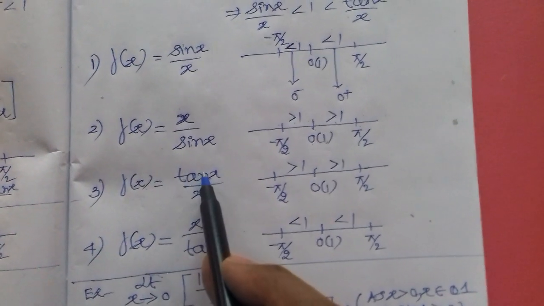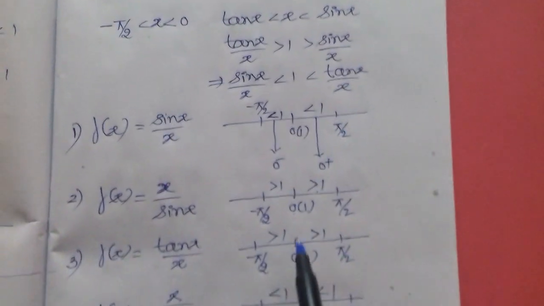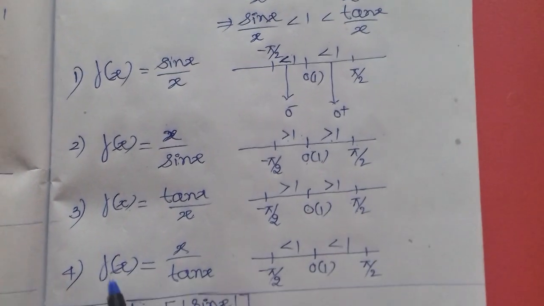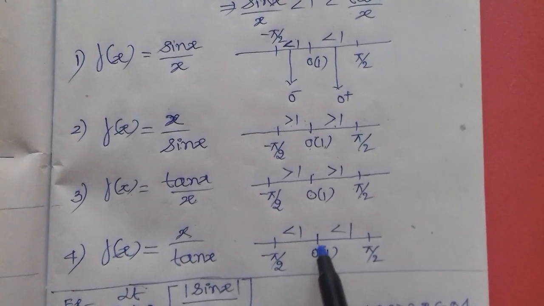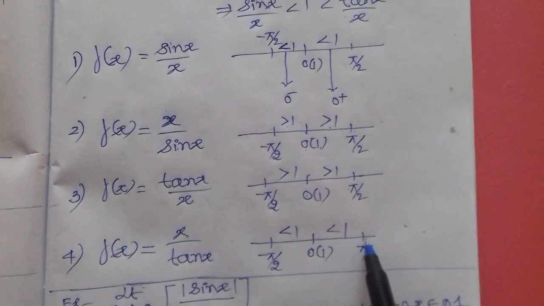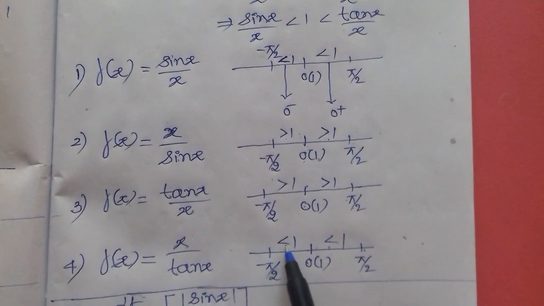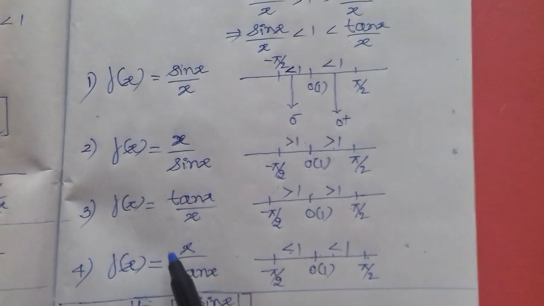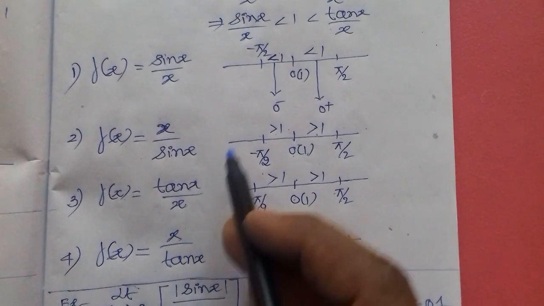f of x equal tan x by x. So in 0 to pi by 2, greater than 1, and minus pi by 2 to 0, greater than 1. So here greater than 1. Like this, f of x equal to x by tan x. At 0 limit is 1. In 0 to pi by 2 it will be less than 1, reciprocal of this. So in minus pi by 2 to 0 less than 1. So these four functions will be of great use while solving problems in limits.